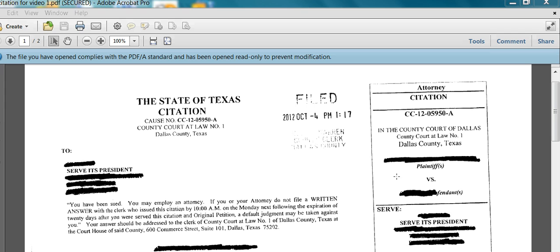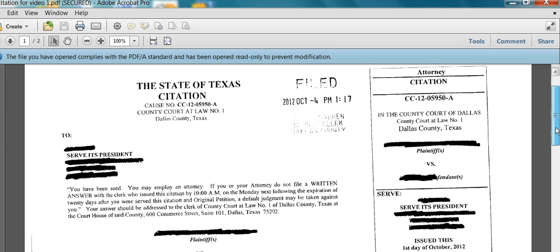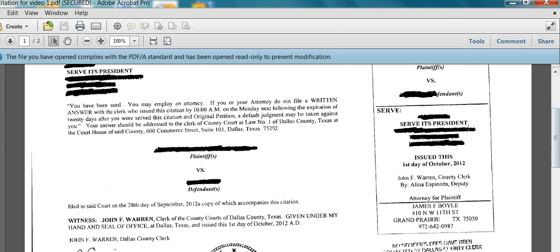The citation also informs you as to who the plaintiffs are and who the defendants are. If you look down a little further, it tells you who's being served in his capacity. And in this particular case, it's the president of a corporation. Citation tells you when the citation was issued. It tells you who issued the citation. It tells you the name of the attorney for the plaintiff. In other words, the attorney who's representing the plaintiffs in the lawsuit.